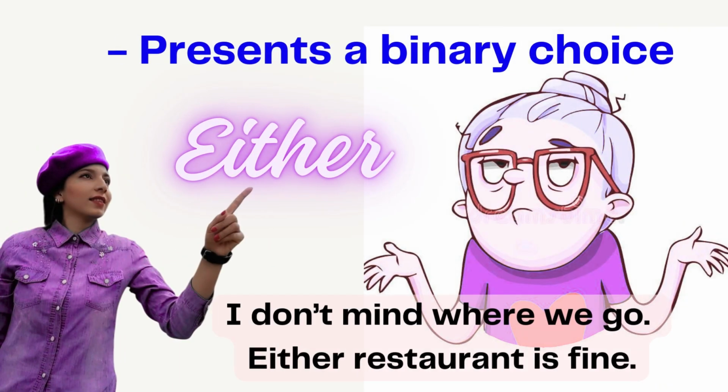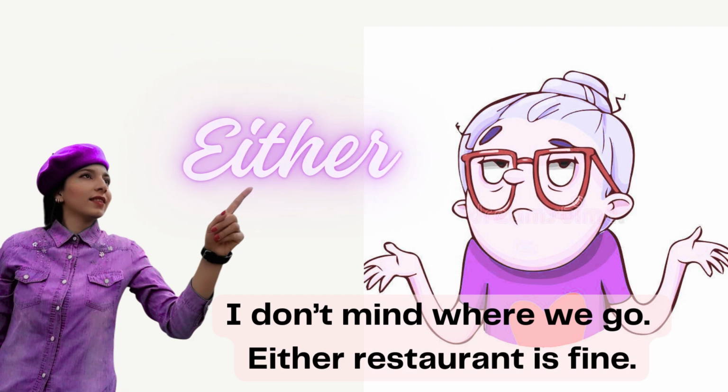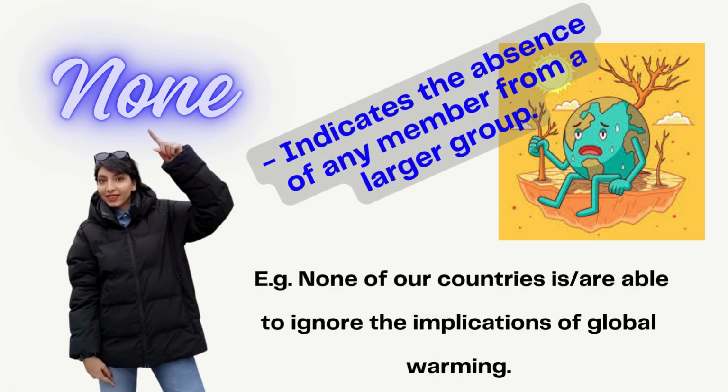How about either? Either shows a choice between two things. For instance, I don't mind where we go. Either restaurant is fine. How about none? None means not any from a larger group. Pay attention to this sentence. None of our countries is or are able to ignore the implications of global warming.